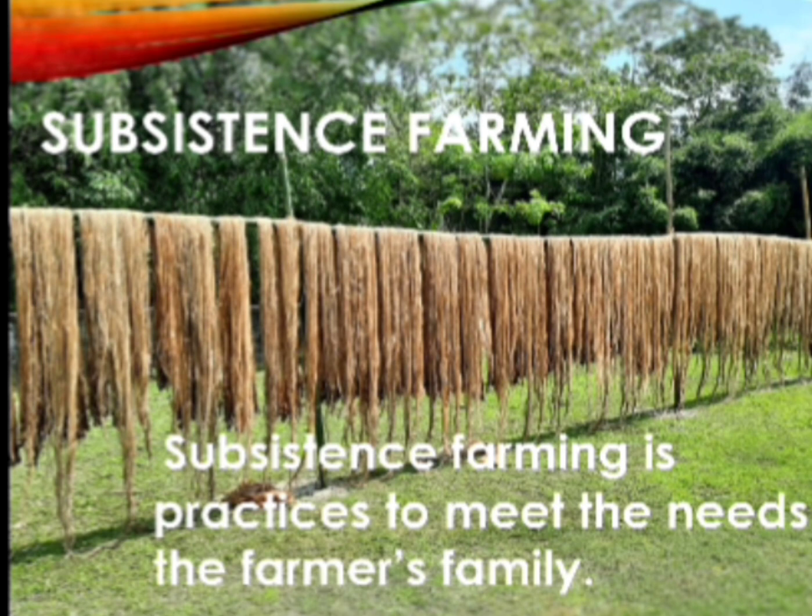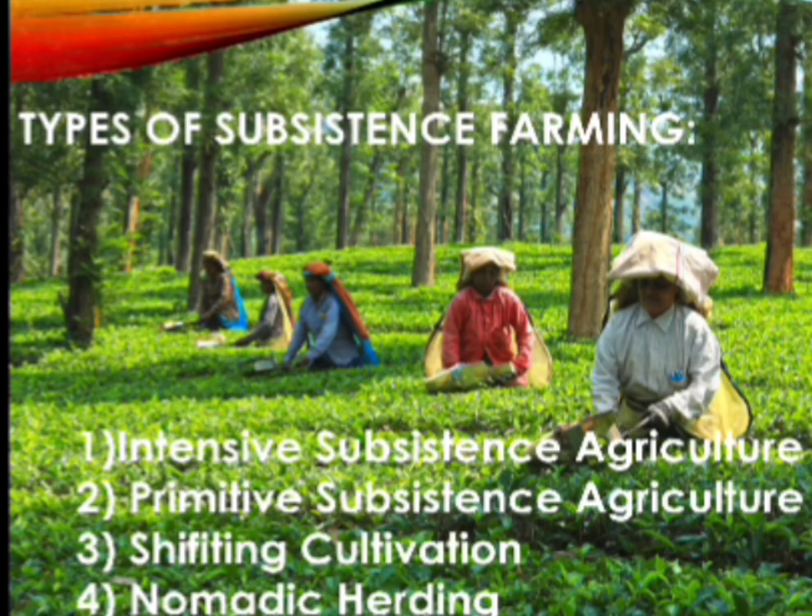Subsistence farming is practiced by the farmers to meet the needs of their family. Traditionally, a very low level of technology is used and household labor is used to produce a small output. Subsistence farming can be further classified into two: intensive subsistence and primitive subsistence.